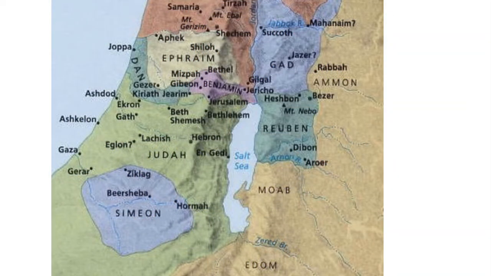Here's just a quick picture of Moab, which is down there just due east of the Salt Sea, and then Bethlehem, which is a city just to the northwest corner of the top of the Salt Sea.